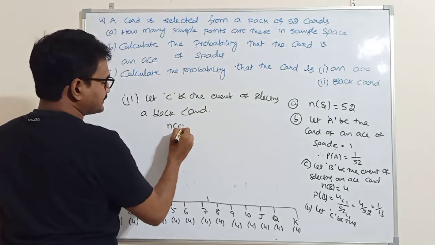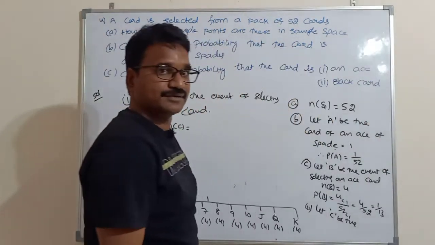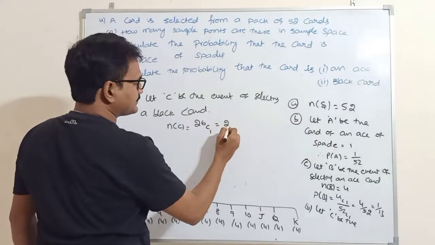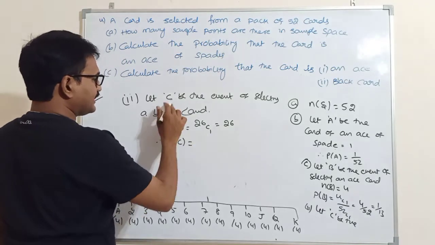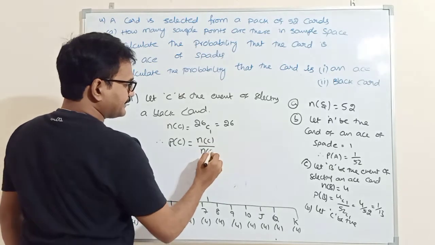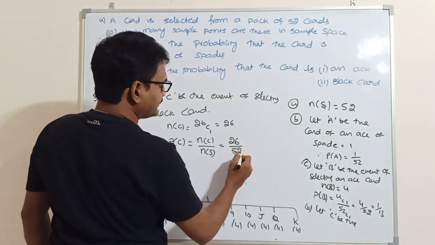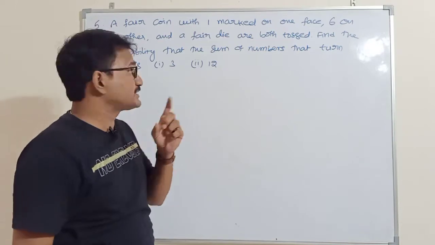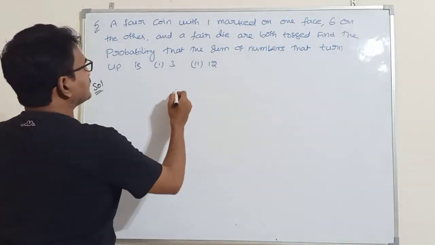Therefore, N of C. How many black cards are there? Total 26 black cards are there. Out of 26, you are selecting only one card. That's why N of C is 26C1. 26C1 means 26. Therefore, probability of selecting a black card is N of C by N of S. So N of C is 26 by 52. So total 1 by 2 you will get for this problem. Next, fifth problem: a fair coin with 1 marked on one face and 6 on the other.